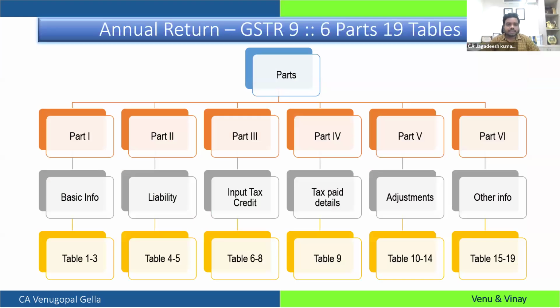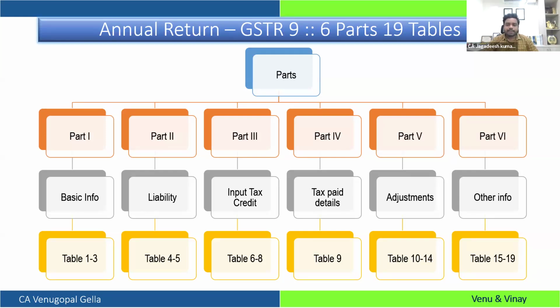Now let us see the contents of GSTR-9. GSTR-9 is a very beautifully drafted form. It is divided into a total of 6 parts, part 1 to part 6. Part 1 deals with the basic information we need to give, that is the GSTIN and the legal name, trade name, all that information. Coming to part 2.